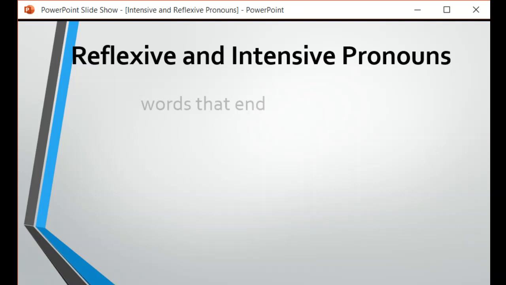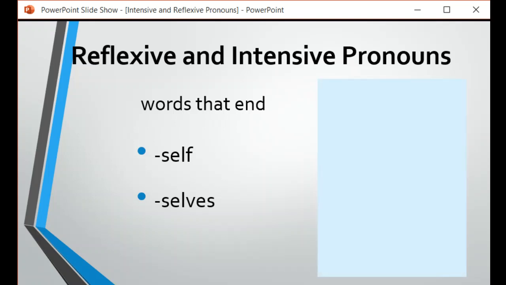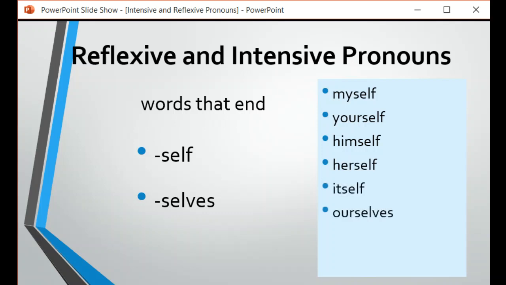Let's take a look at what reflexive and intensive pronouns are. Usually, they are words that end in the suffix self and the suffix selves. Examples of these pronouns are myself, yourself, himself, herself, itself, ourselves, yourselves, and themselves.